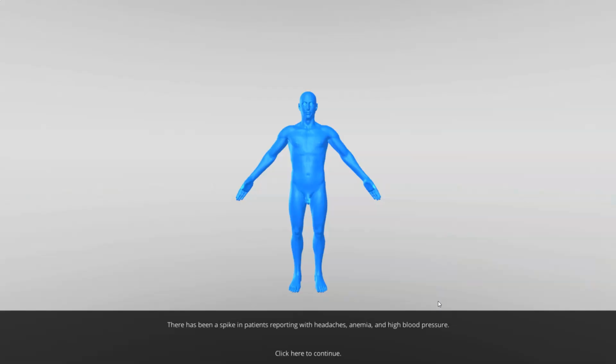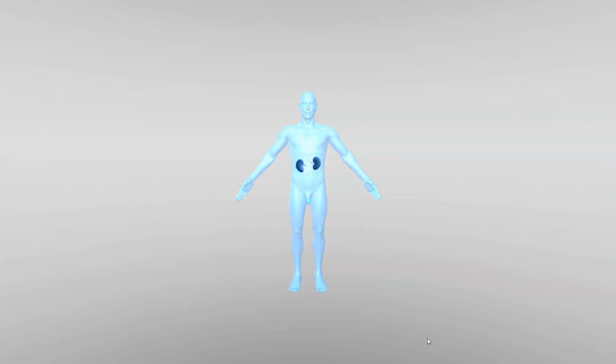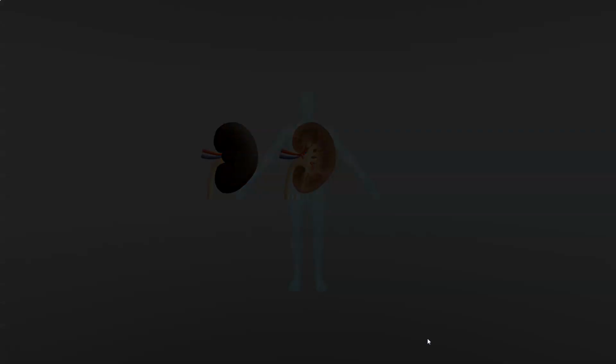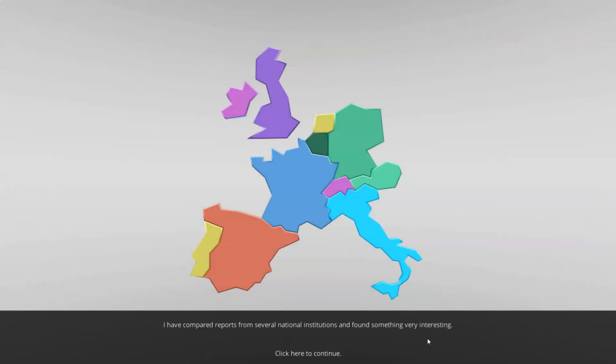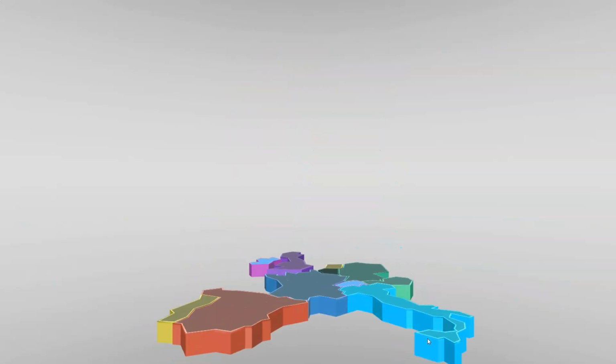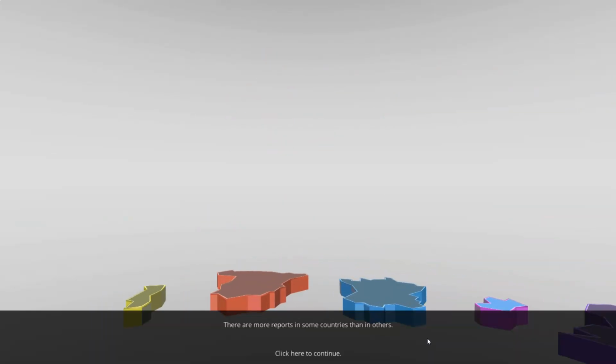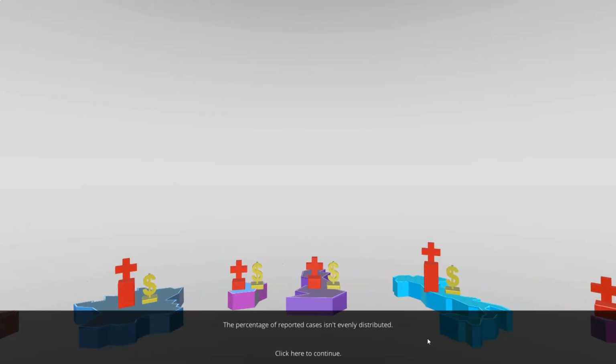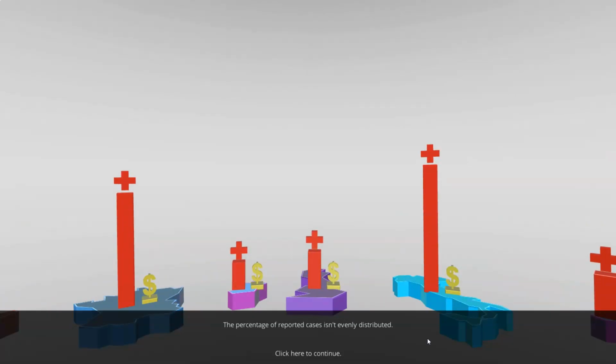There has been a spike in patients reporting with headaches, anemia, and high blood pressure. My investigation has shown that these symptoms are caused by kidney injuries. I have compared reports from several national institutions and found something very interesting. There are more reports in some countries than in others. The percentage of reported cases isn't evenly distributed.